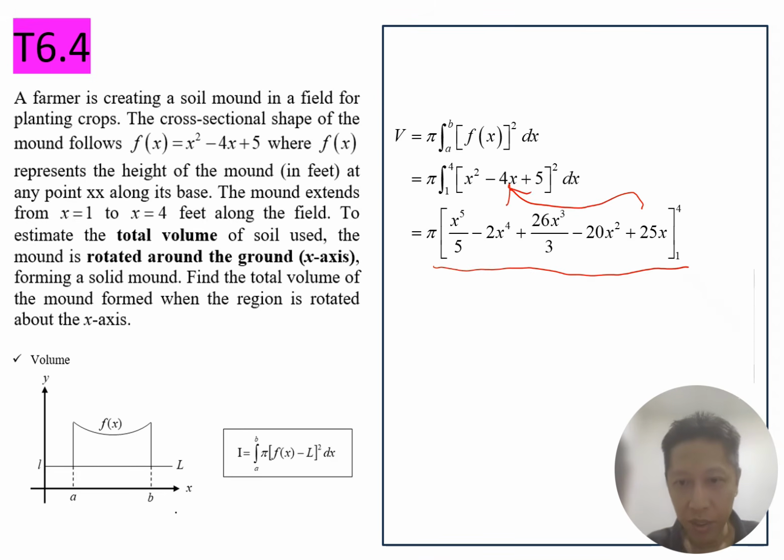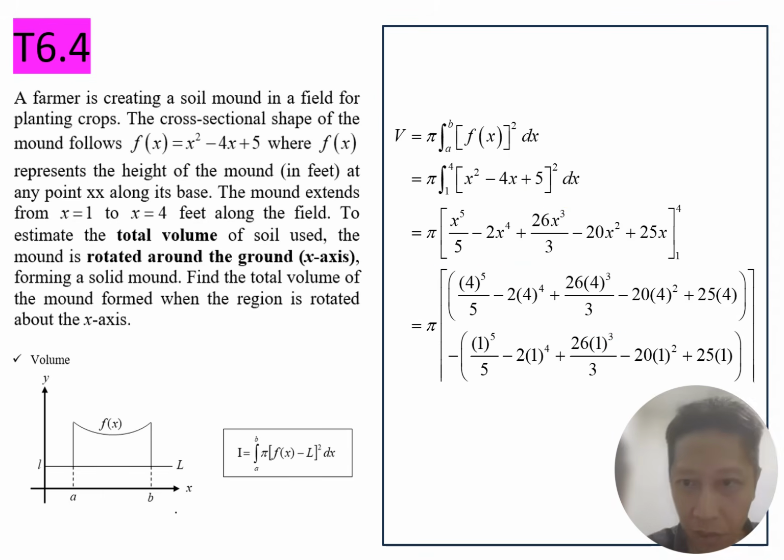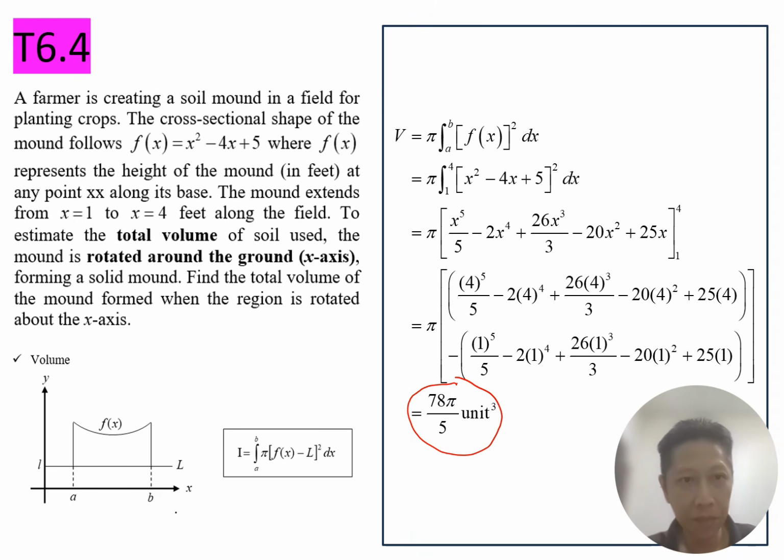Now we want to write the x with the upper boundary and the lower boundary. This is the upper boundary, x equals 4. Later on, we want to subtract with the lower boundary, x equals 1. When we put everything into the calculator, we're going to get the area, sorry, not the area, the volume, when this function rotates around the x-axis, equal to the number here.